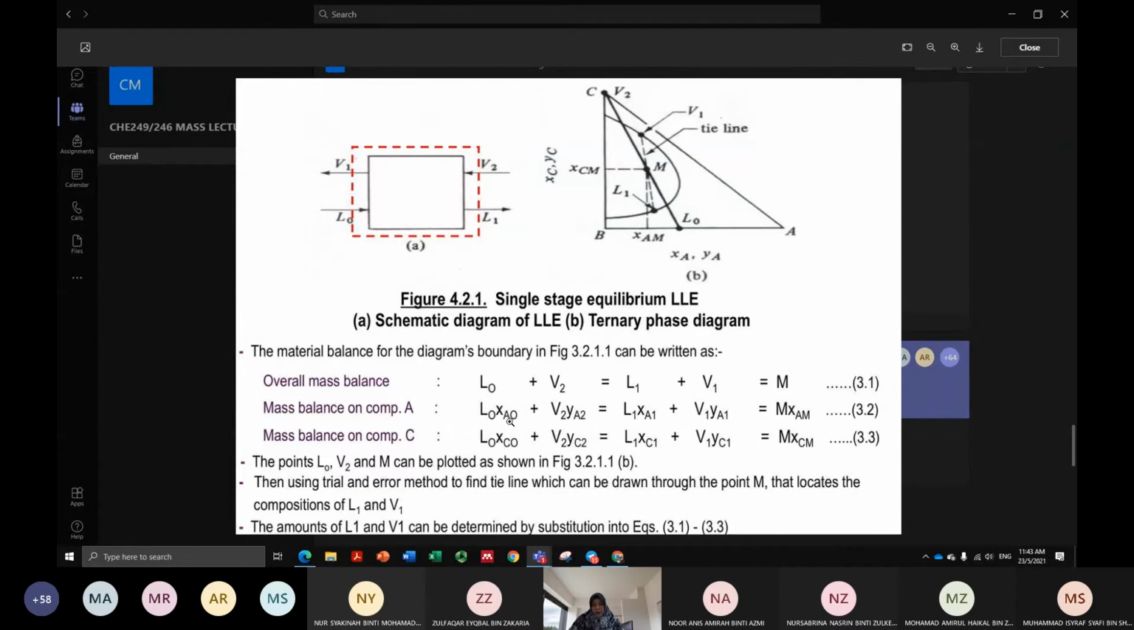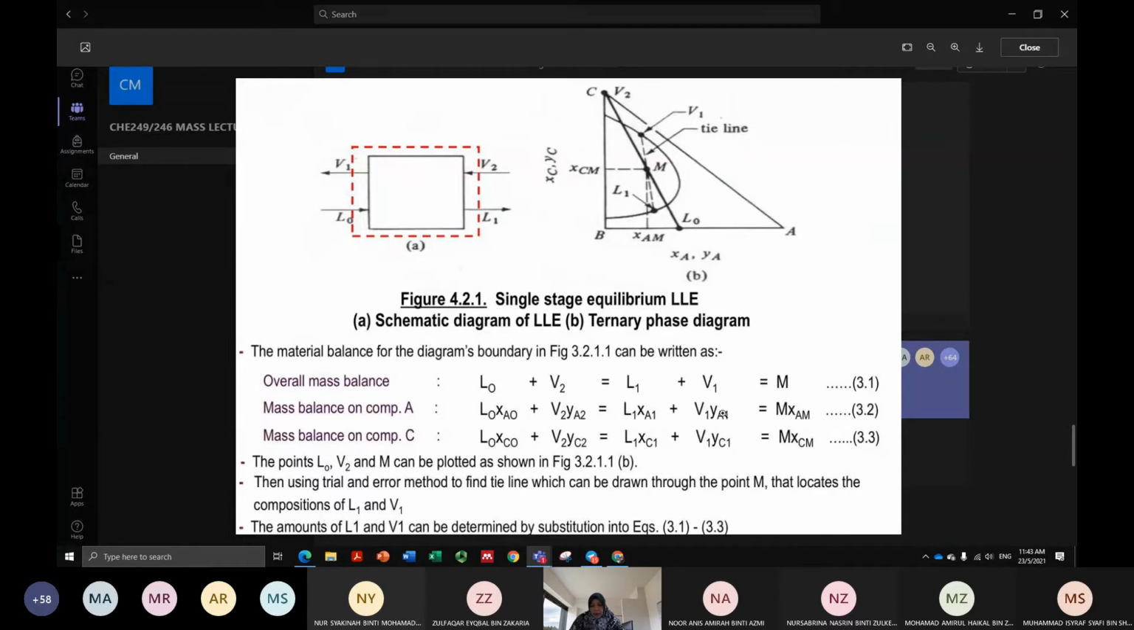This is solute at the feed stream. This is solute at the solvent stream. Solute at the extract stream.